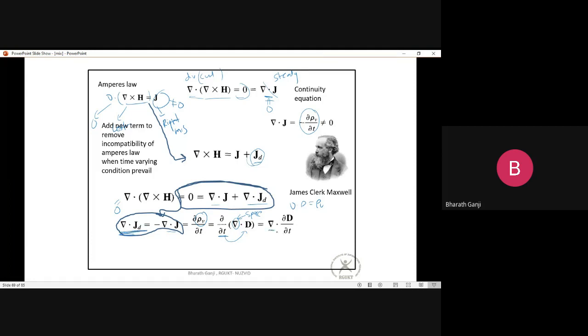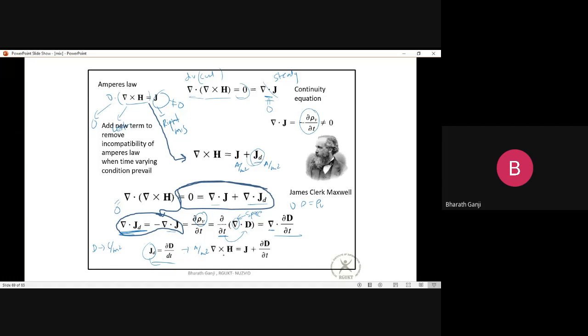If I equate these two equations, I can see that J D should be equal to dou D by dou t, and you can see the unit also matches, because for the displacement vector the unit is coulomb per meter square. If you take the derivative with respect to time, it becomes ampere per meter square. So current density has unit ampere per meter square, and displacement current density also has unit ampere per meter square. This term J D is what we call displacement current.